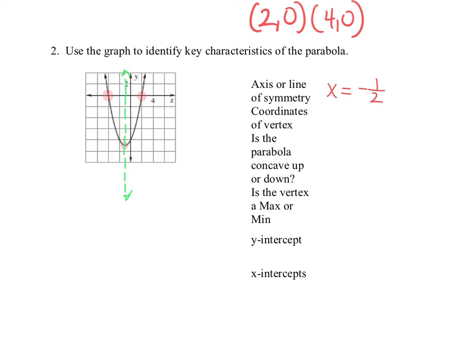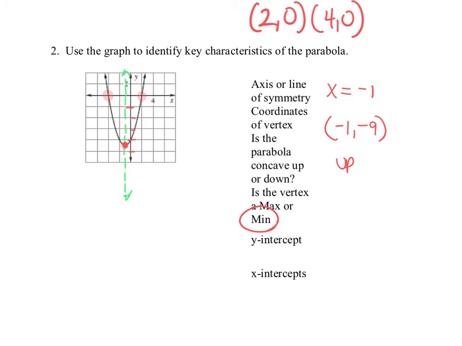-1/2. Coordinates of the vertex, it looks like not -1/2, sorry. This is going up by 2's, -1. And then our vertex, this is also going up by 2's, your y value. So this is -2, -4, -6, -8, -10. So that's -9. And then is the parabola concave up or down? Up. So the vertex is a minimum.